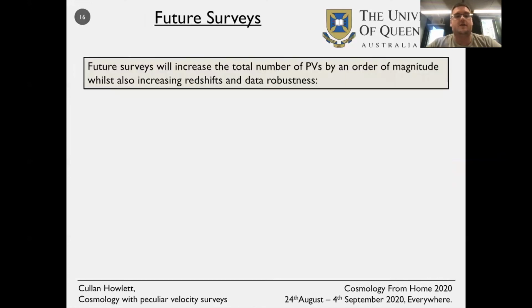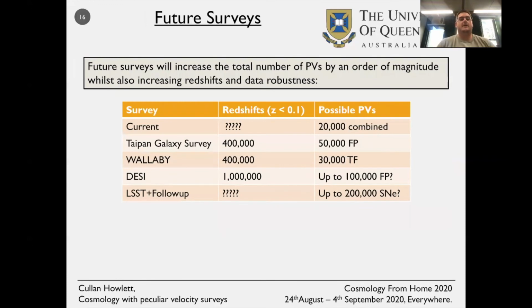So speaking of future surveys, we're going to basically increase the total number of galaxies by an order of magnitude over the coming years, and also increase the number of redshifts we have for comparison with those and the data robustness. Here I'm listing some example surveys that are planned or have started. We have things like the Taipan Galaxy Survey, the Wallaby Survey, DESI, and LSST plus potential follow-up. Just going down the list, the total number we have combined is about 20,000.